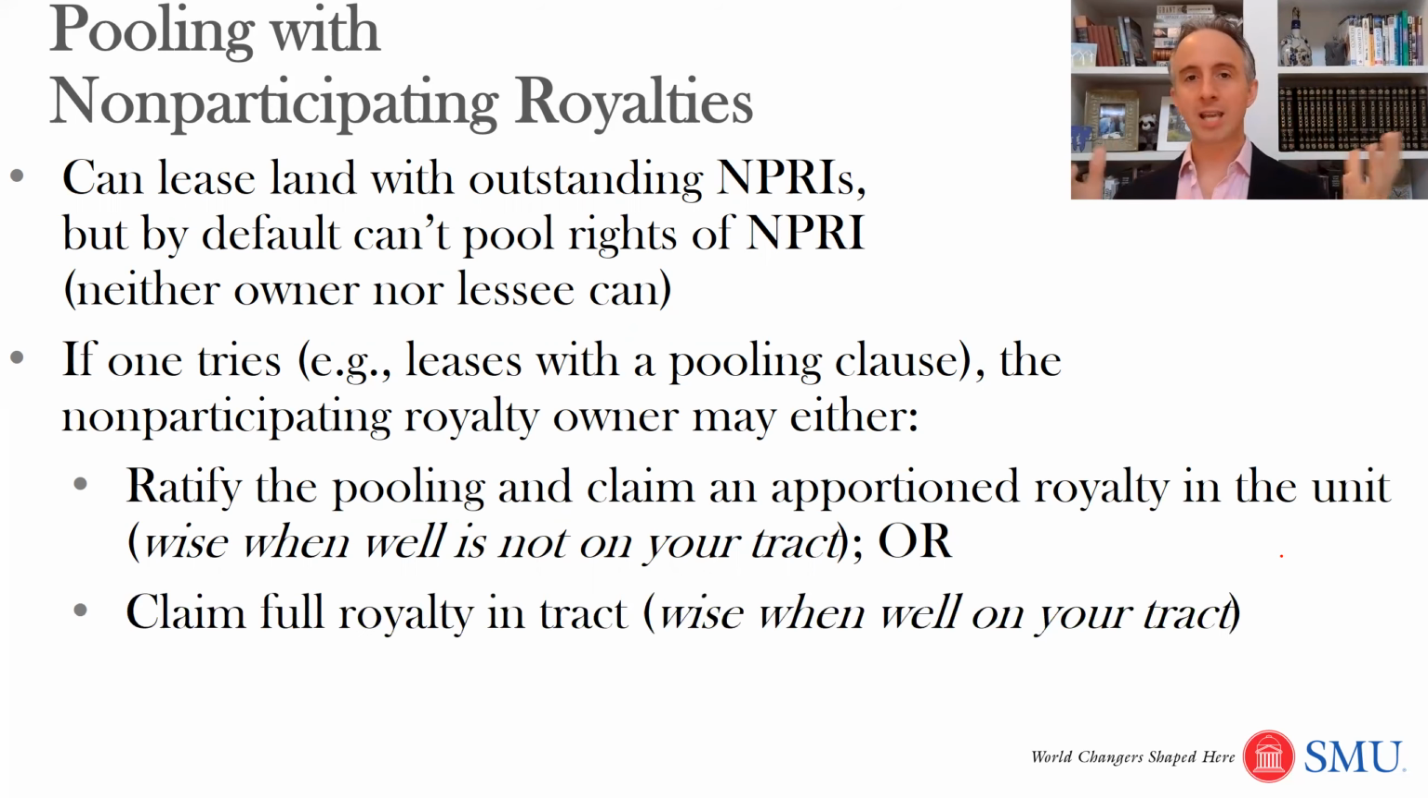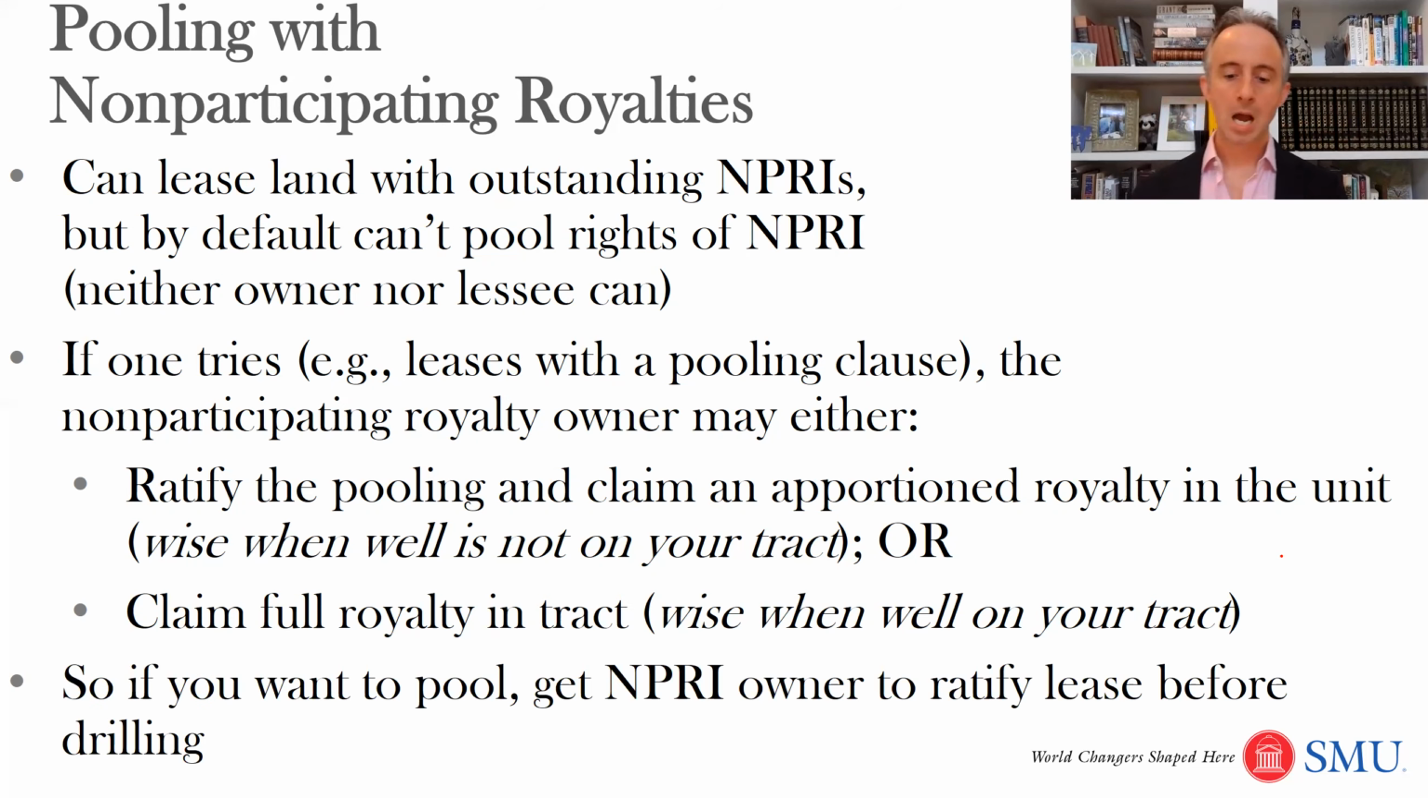Or you can say, no, you can't pool me. Give me the full royalty in my tract. And you would want to do that, obviously, if the production is just on your land. So like, in the example of London versus Merriman, if it had been just on the west tract.